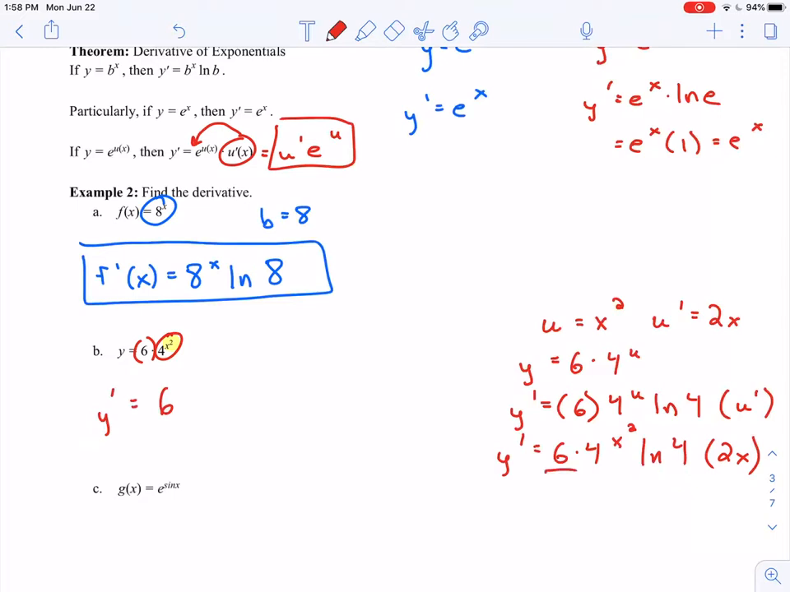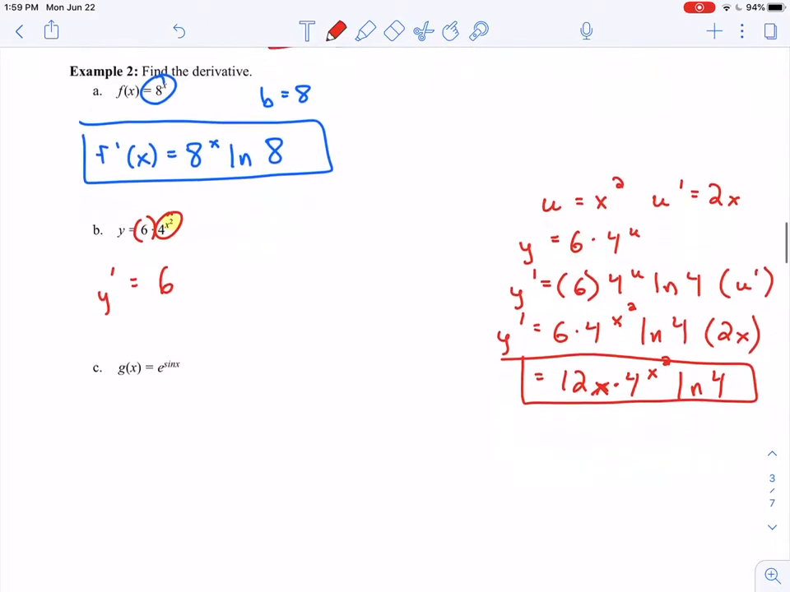But I can multiply 6 and 2x, and when I do that, I'll have 12x times 4 to the x squared power times natural log of 4. Here is my derivative. So 12x times 4 to the x squared power times natural log of 4.